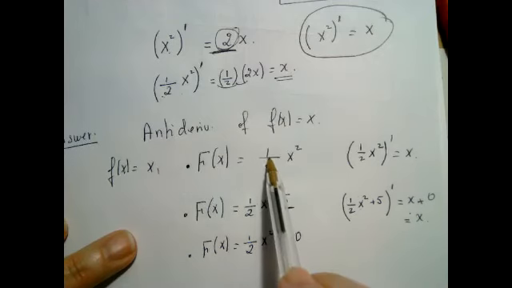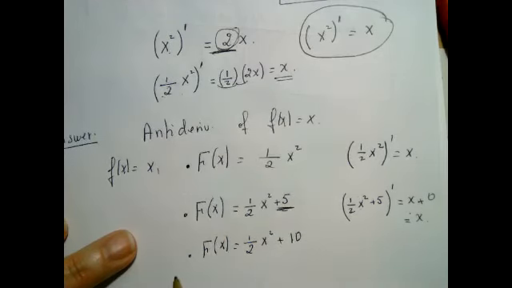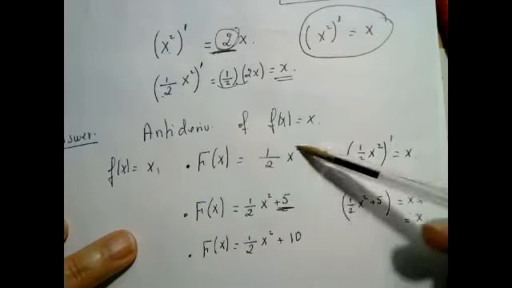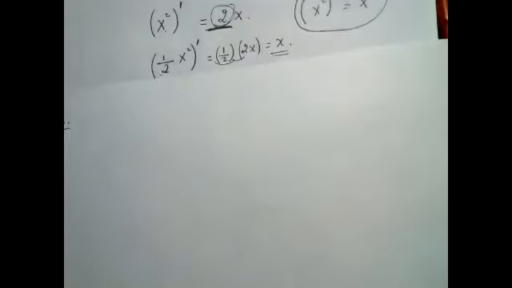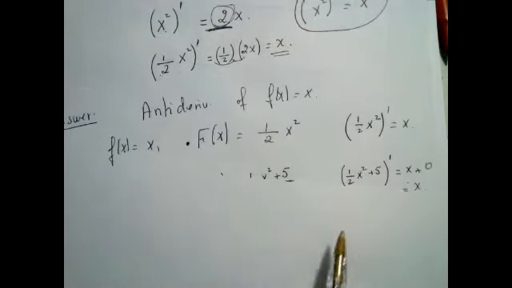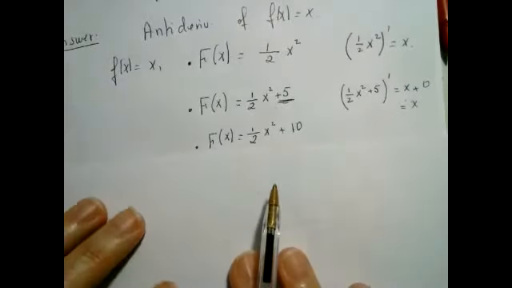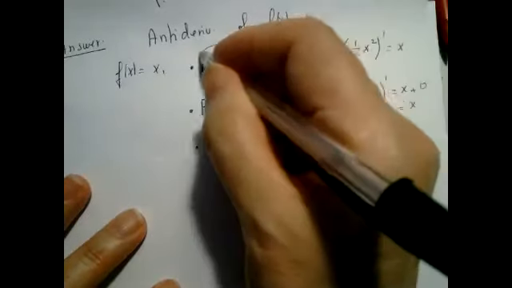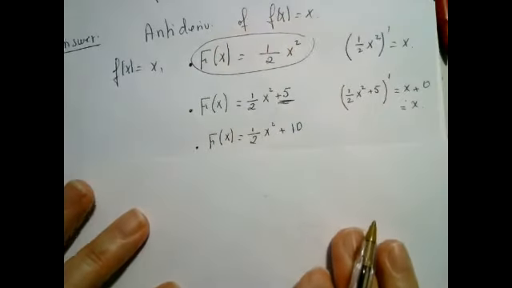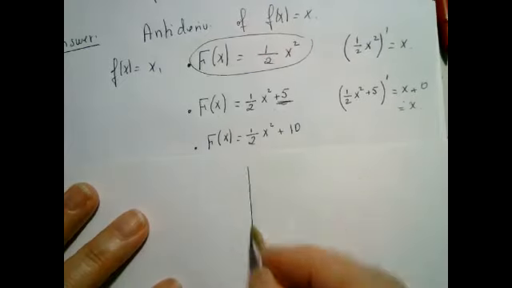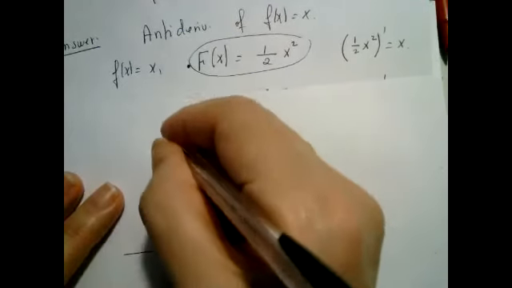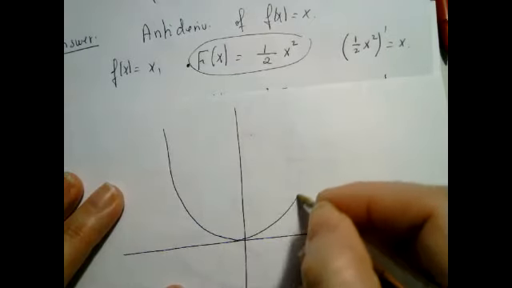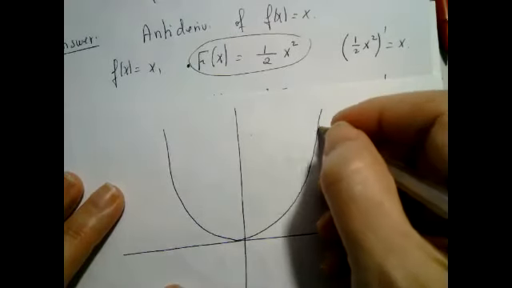So f of x equals 1/2 x squared, and f of x equals 1/2 x squared plus 5. As you realize, this is nothing more than a shift. So graphically, before we start going into rules and stuff, what's really going on? You guys gave me one function whose derivative is x. So let me draw it here. This is 1/2 x squared.